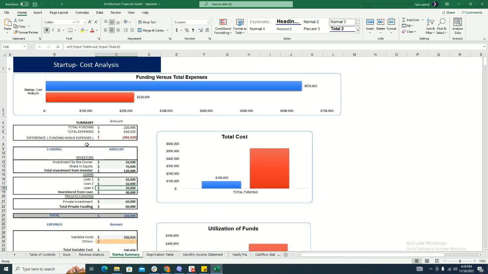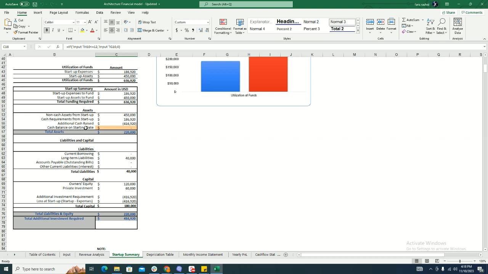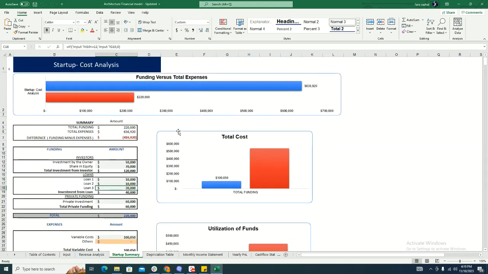Then comes the startup summary. The startup summary basically tells you about the summary of the company in the first year, where you can see the total fundings and its total expenses. This basically tells you how much funding you would require in the first year. Then it also gives you a small brief first year balance sheet, which gives you the total assets and total liabilities and equity of the business. It gives all the information in graphical context as well.